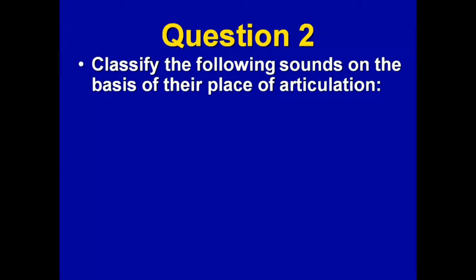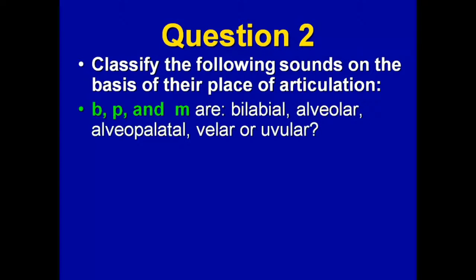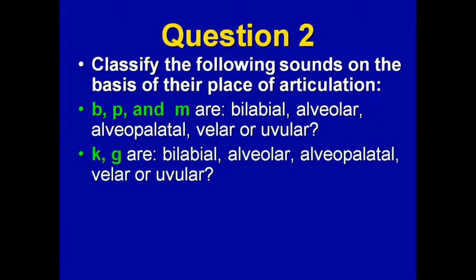Classify the following sounds on the basis of their place of articulation. So we have got b, p, and m. Are they bilabial, alveolar, alveopalatal, velar, or uvular? We notice that all of them are being produced by involving the two lips. So they are bilabial. Okay.